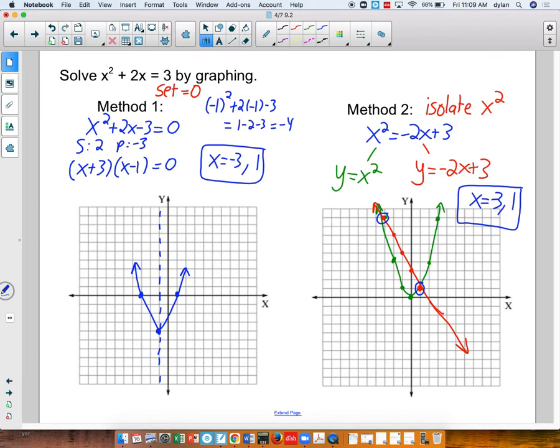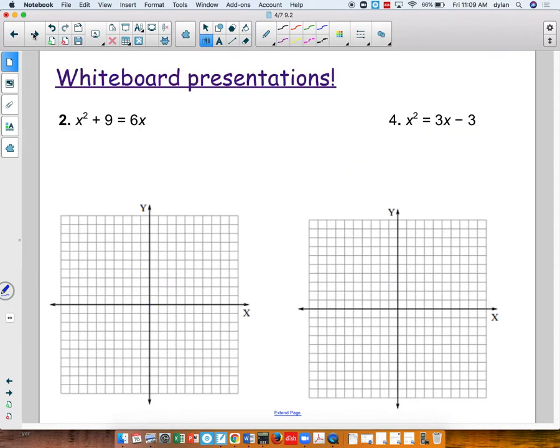So two methods to solve the same type of problem. So let's look at two more examples, and I want to use the second method here for this. So the first one, we're going to have x squared plus 9 equals 6x. We're going to isolate x squared. X squared equals 6x minus 9. And then we're going to graph y equals x squared, and we'll graph y equals 6x minus 9.